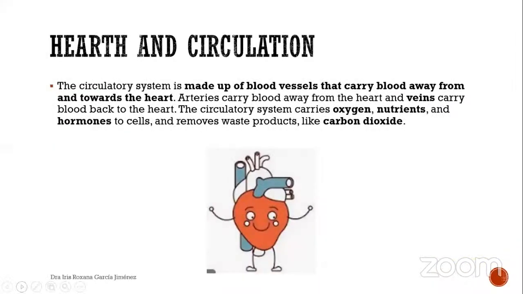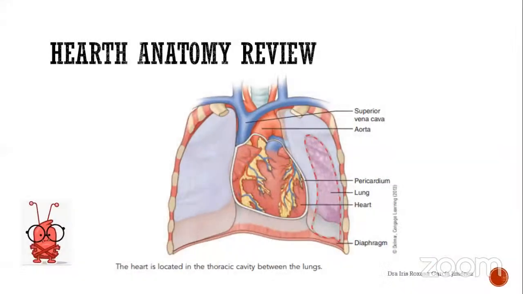Talking about the cardiovascular system, the heart and circulation. Well, we have the definition. It's made of blood vessels that carry blood away from and towards the heart. Arteries carry blood away from the heart, and veins carry blood back to the heart. The circulatory system carries oxygen, nutrients, and hormones to cells, and removes waste products like carbon dioxide. We all know about it.